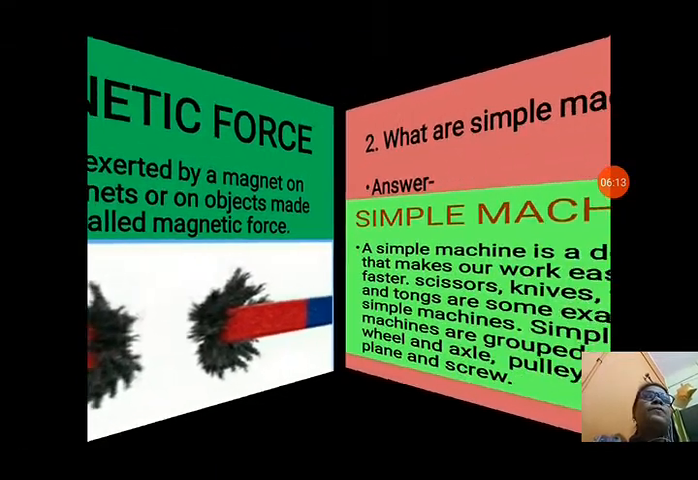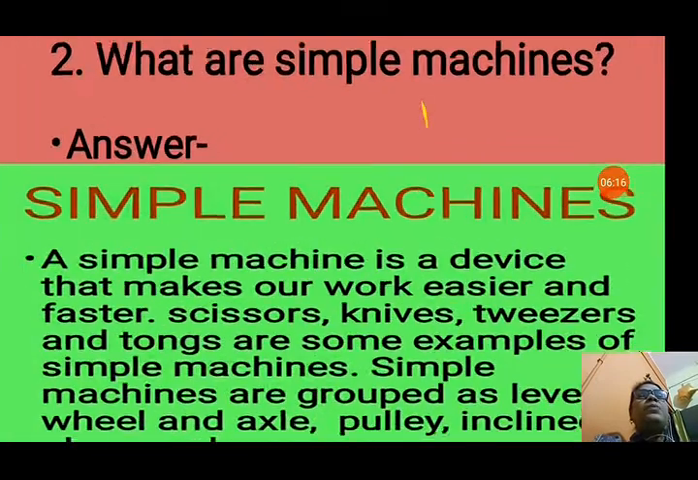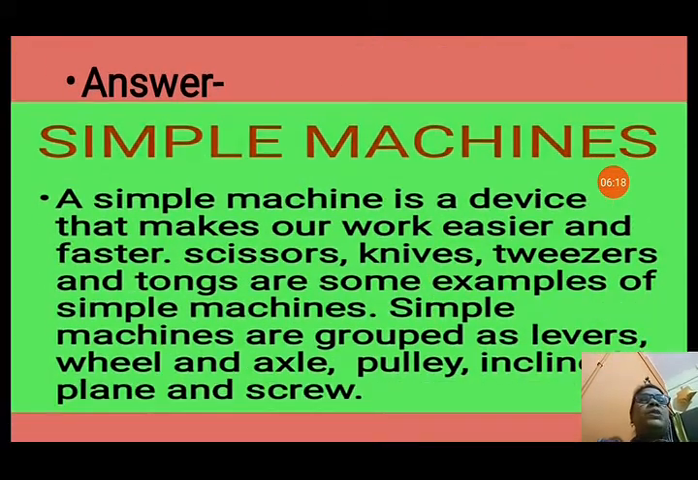This is the force. Now, what are simple machines? Question number 2. A simple machine is a device that makes our work easier and faster. So every day-to-day work is made easy by using some machines. These machines are simple machines. They make our work easier and faster. Scissors, knives, tweezers and tongs are some examples of simple machines that make our everyday work easy. With scissors, we can cut things easily. With knives, we can cut fruits and vegetables easily, so they make our work easy and fast also.